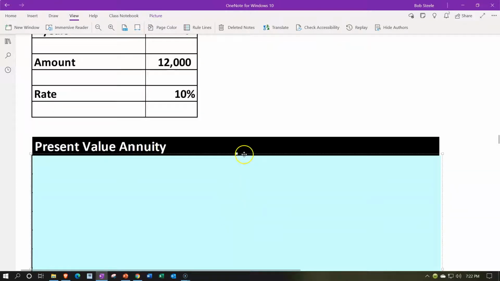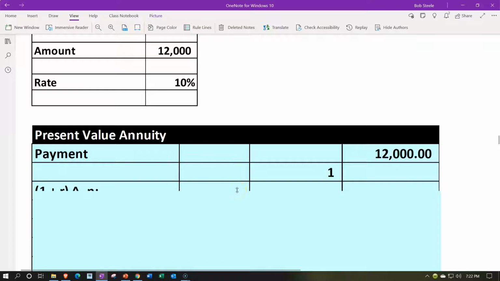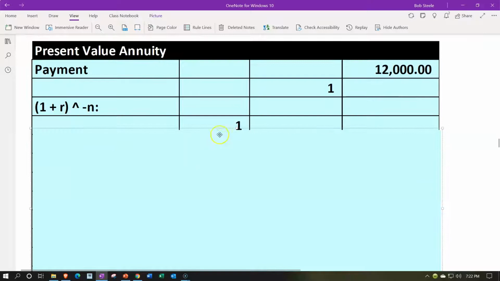So let's do that one here. And I'll just calculate it in a table type of format. We've seen it in the past, so I'll just put it into the table here. That's going to be the payment. And then we've got the 1, and I'm going to pull inside the 1 plus r to the negative n.